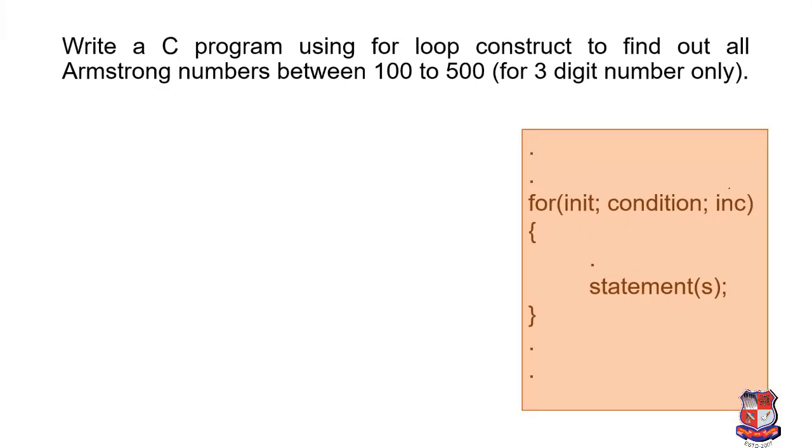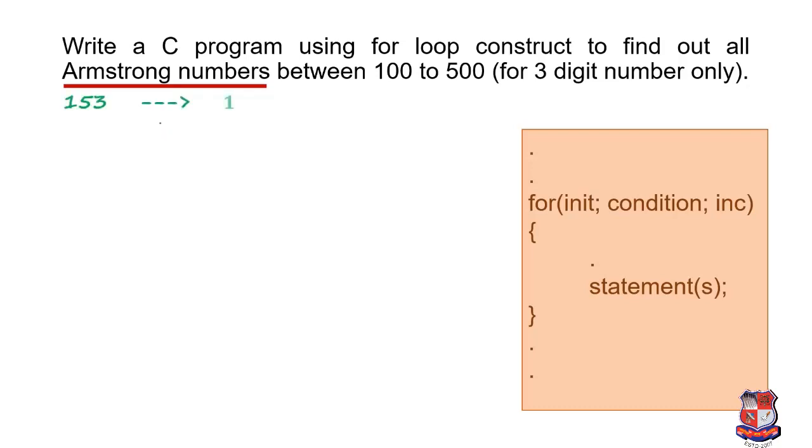Now we'll see one more example, and it is about writing a C program using the for loop construct to find out all Armstrong numbers between 100 to 500. Over here we have considered that the number is of 3 digits only. We'll start with the first thing, that is Armstrong number. So what is the concept of Armstrong number?